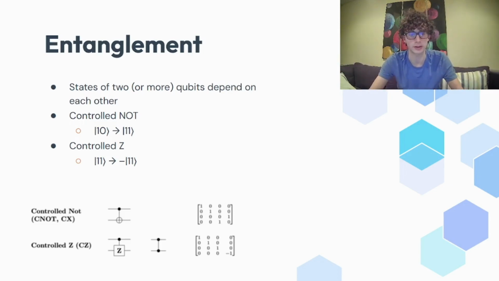There are certain gates that can apply to multiple qubits that will entangle the qubits together. The controlled NOT, for instance, the CNOT gate, flips the target qubit if the control qubit is in the 1 state. The controlled Z or CZ gate changes two qubits from the state of 1,1 to -1,1, but this only happens if both of them are in the 1 state.